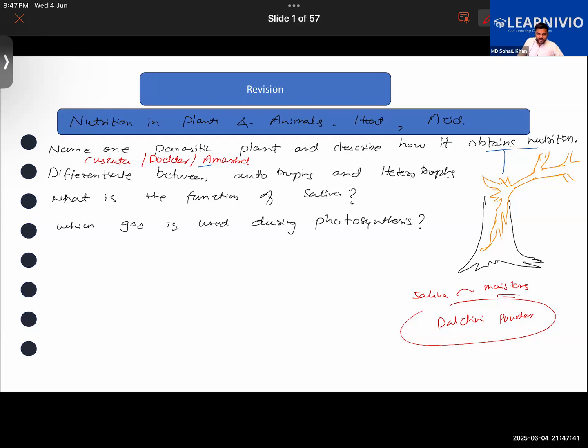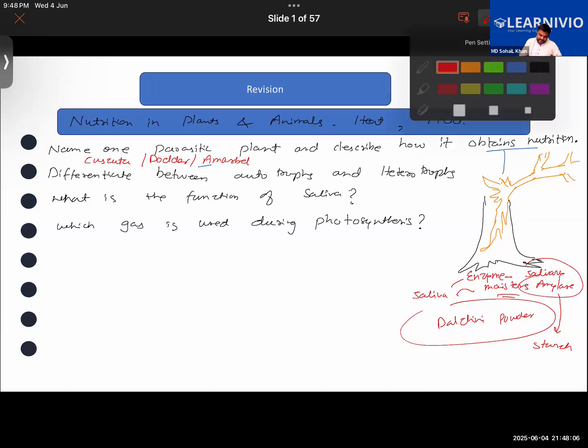So basically, food gets moistened. Another thing is that saliva contains an enzyme called salivary amylase. You guys remember this or not? Yes, sir, salivary amylase. Salivary amylase will basically help in breakdown of the starch, so it begins the digestion of the starch. Okay. Next question.